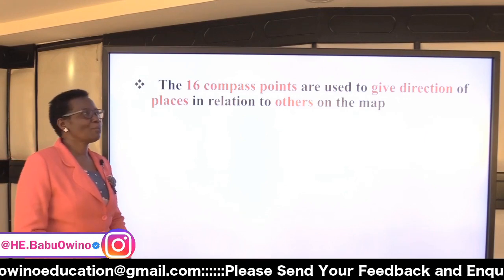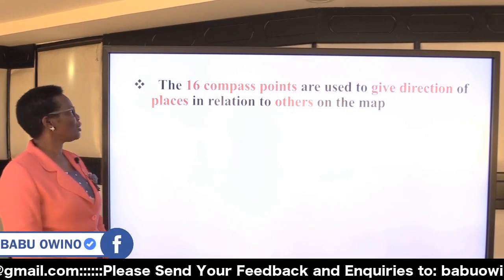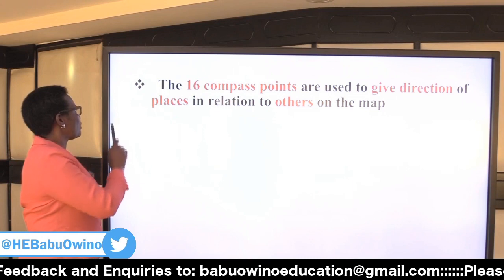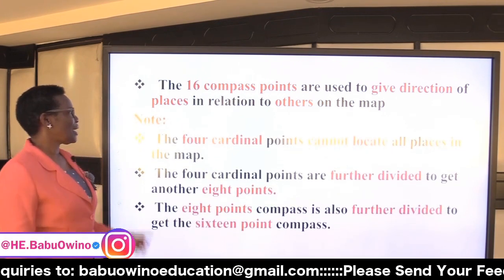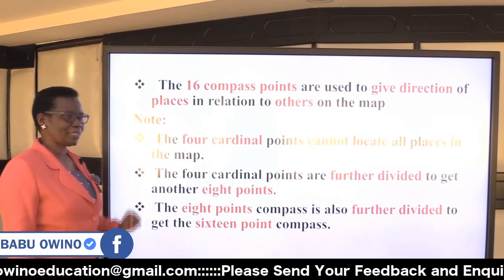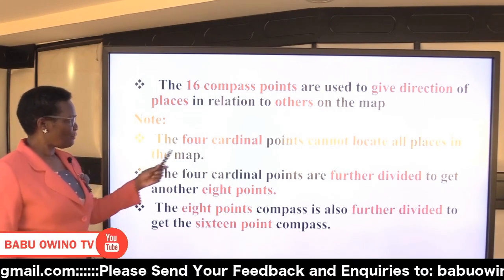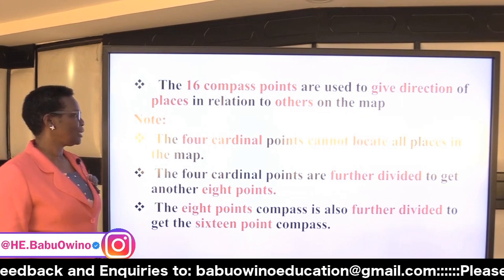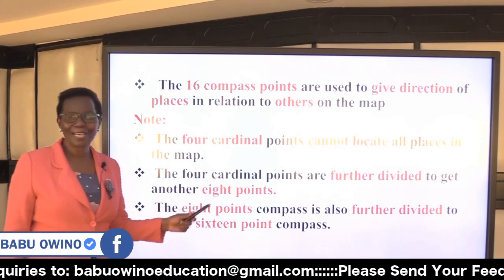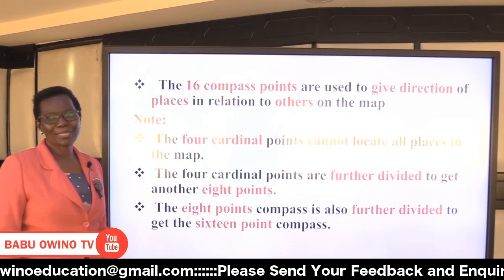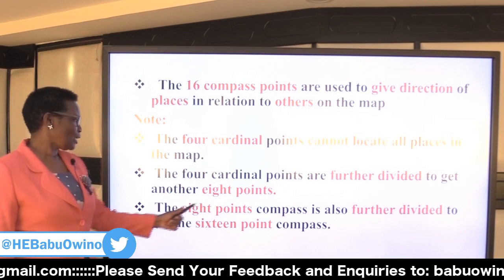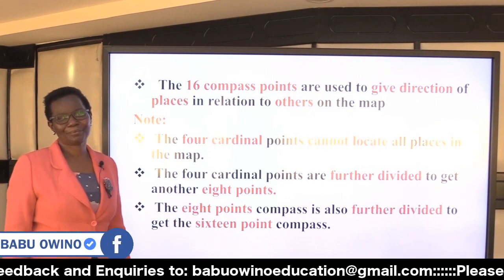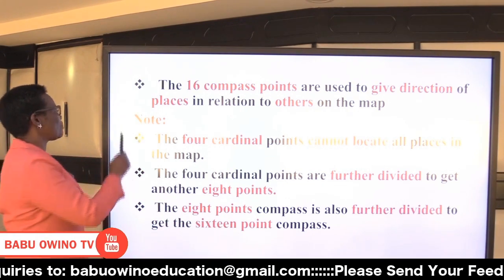So I've just said that the 16 point compass is used to give direction of places in relation to others. I hope you are able to remember the 16 point compass. Now note, this is something to remember. The four cardinal points, I've already said, cannot locate all the places on the map. So the four cardinal points are further divided into eight. So we call it the 8-point compass. Then the 8-point compass is also further divided to get the 16-point compass. You understand? Let's move.